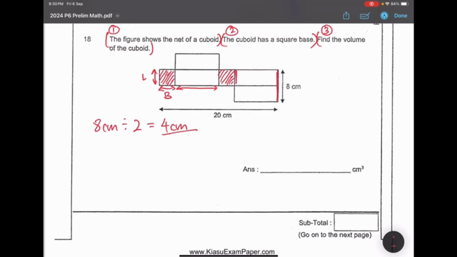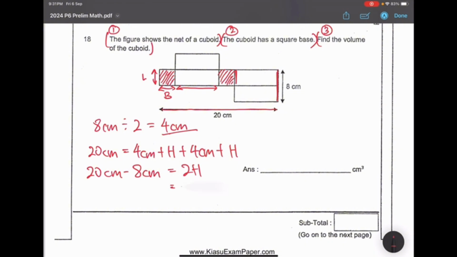Likewise, from the figure, I can see that the entire length of the figure is 20 cm. From here, 20 cm equals 4 cm plus the height of the cuboid plus another 4 cm plus another height of the cuboid. So I take 20 cm minus 8 cm. That will give me 2 heights, which is 12 cm. And my height would definitely be 6 cm.